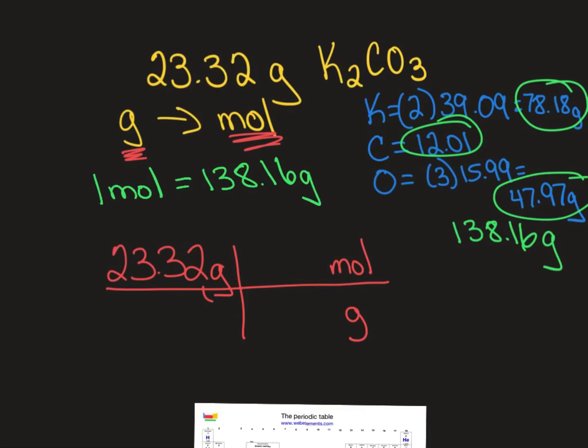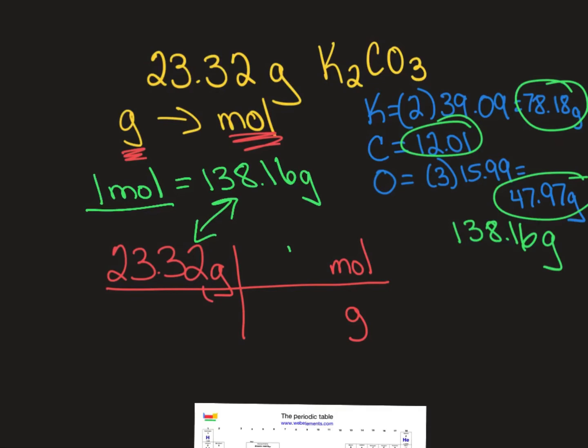All right, so let's look at how many grams we have. We have 23.32. So just looking at these two numbers, the 138.16 and the 23.32, I know I do not have 1 mole. It's going to be less than 1. So this helps you know if your answer is correct. If your answer comes out more than 1, then we probably didn't set it up correctly, or we entered it in the calculator wrong. If it's less than 1, then we probably have the right answer. So let's plug our numbers in.